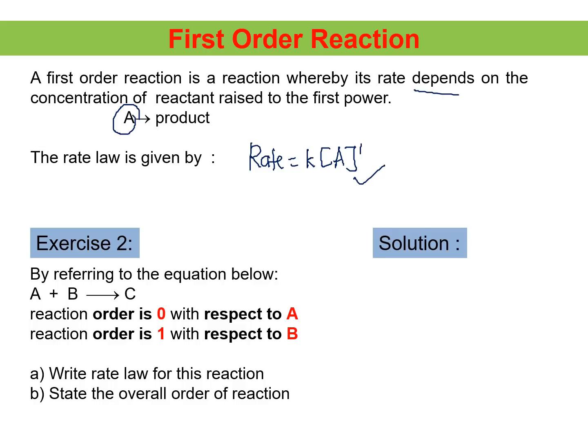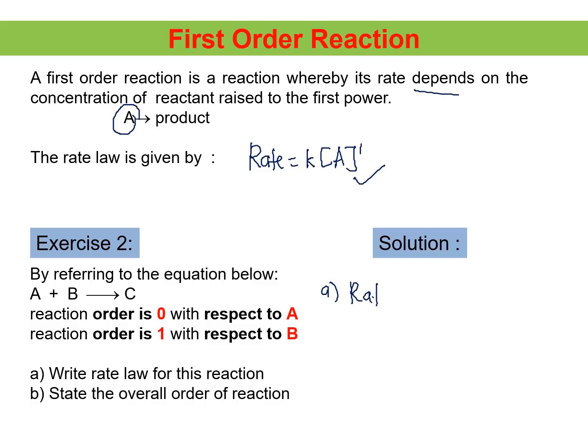Exercise 2. By referring to the equation below, A plus B produce C. Reaction order is 0 with respect to A. Reaction order is 1 with respect to B. So write the rate law and state the overall order of reaction. So for question number 1A, you want to write the rate law.